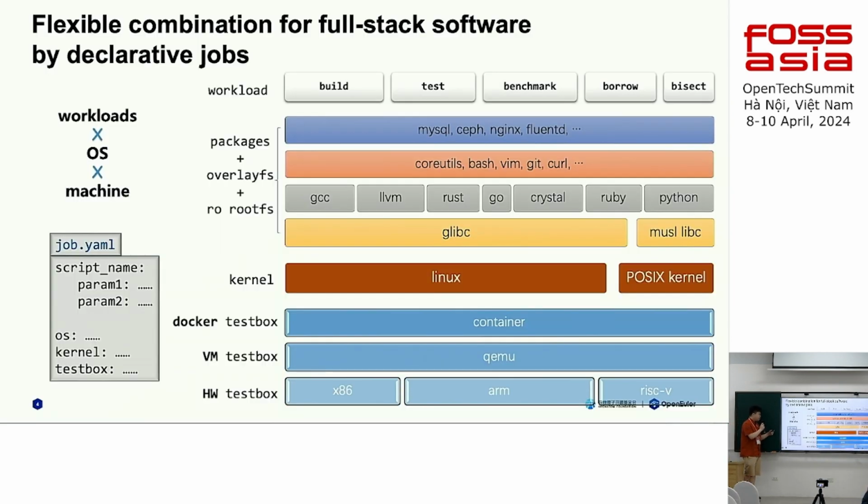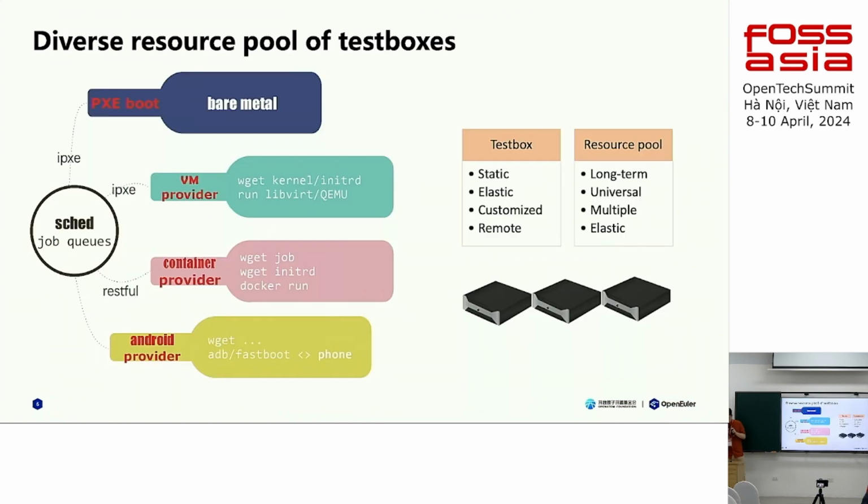Compass CI is declarative. All the jobs you submit are declarative. You just need to submit a job YAML to declare the parameters you need, or the operating system, the kernel, or the test box node. It supports different kinds of kernels, machines, and software to serve your requirements for building, testing, benchmarking, or simply to borrow a machine to use. If you need a bare metal, a VM, or a container, all of them are supported.